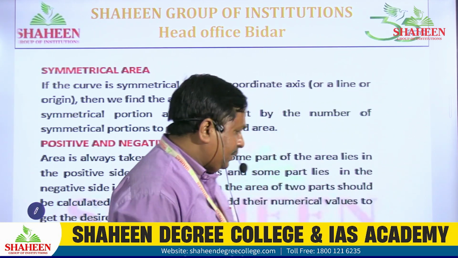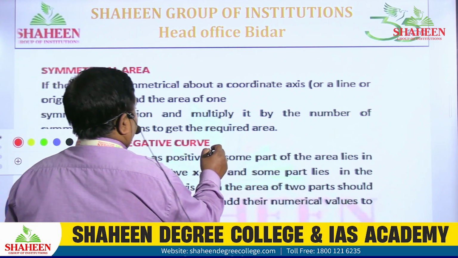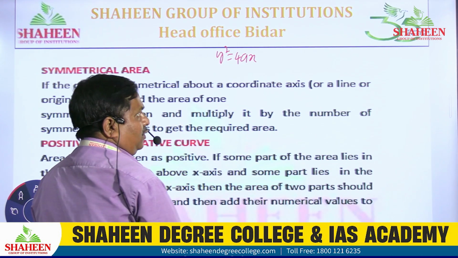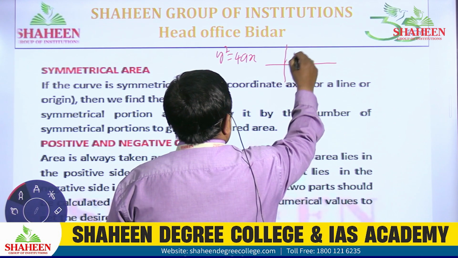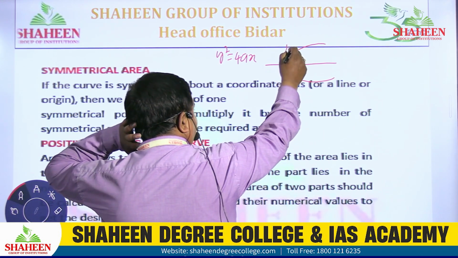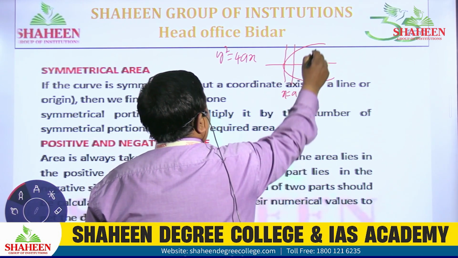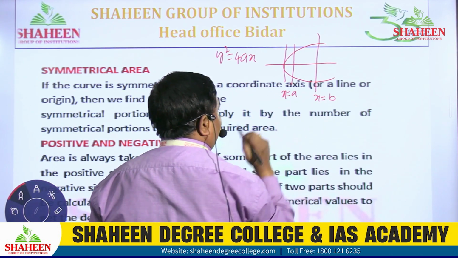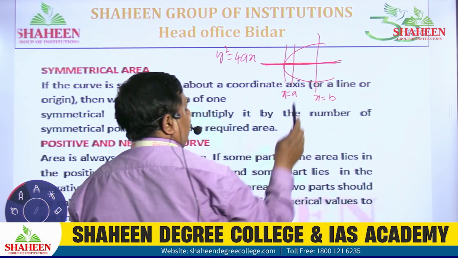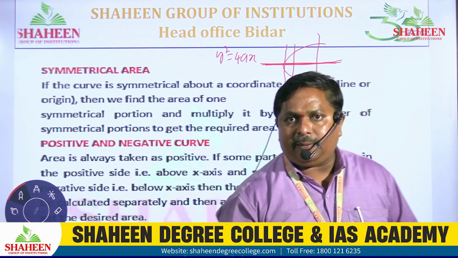For example, we have the curve y square equal to 4ax. This is a parabola, and this is its graph. We are finding the area from x equal to a to x equal to b. Here the x-axis is the line of symmetry. Above the x-axis and below the x-axis we have the same area.